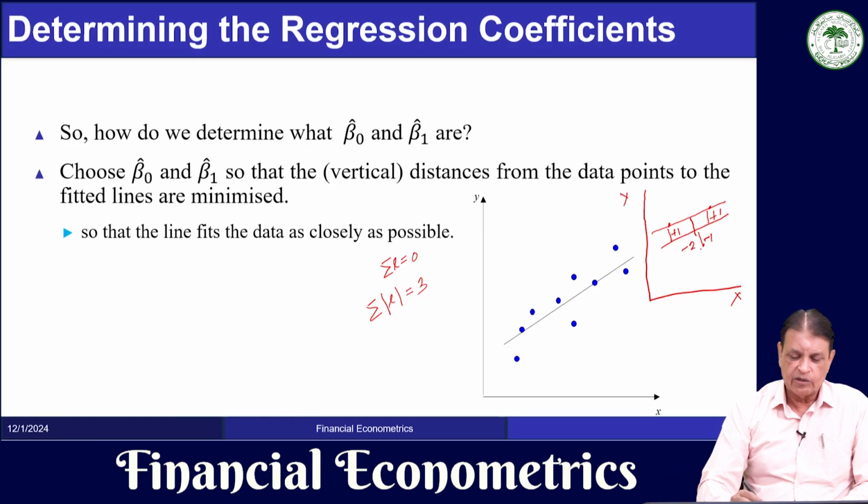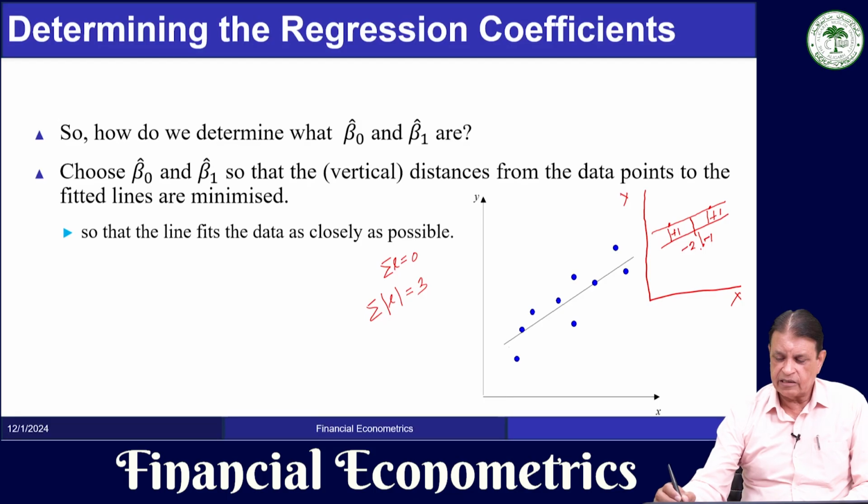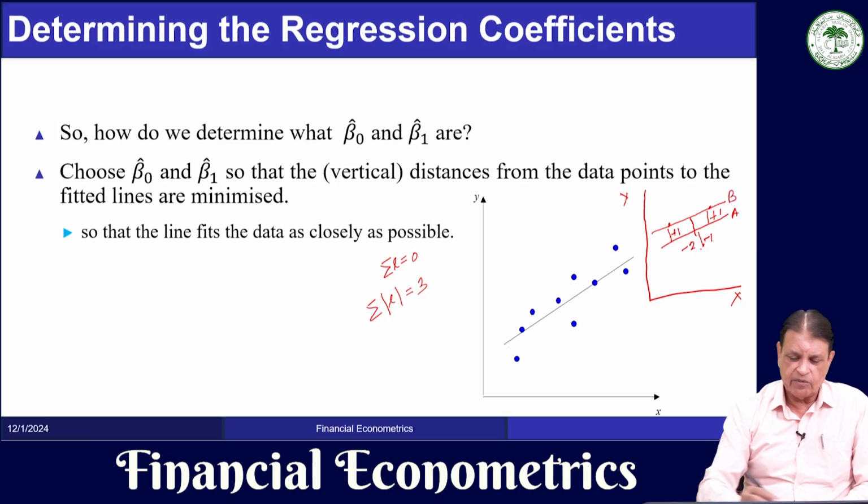So this is with respect to line A, and this line is B. With respect to A, the mod value of the total error is 3, and if we take this line, then the mod value of the error here will be only 2.